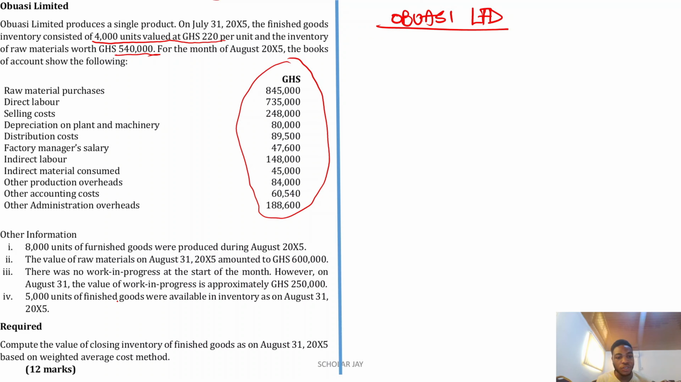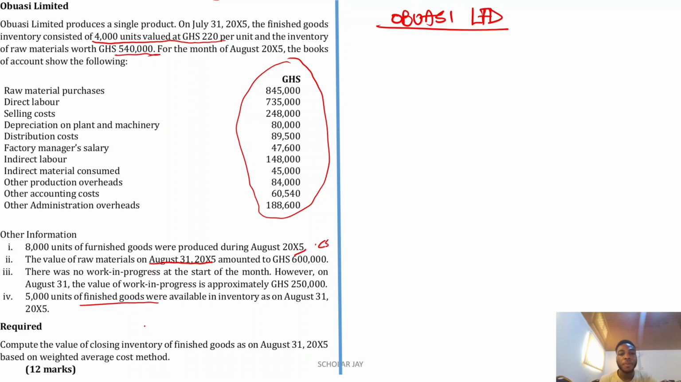The value of raw materials on August 31st, 20X5 amounted to 600,000. So this is the closing inventory for raw materials. There was no work in progress at the start of the month. However, on August 31st, the value of work in progress is approximately 250,000 Ghana cedis. 5,000 units of finished goods were available in inventory as on 31st August 20X5. Required: calculate the value of closing inventory of finished goods as on August 31st, 20X5 based on the weighted average cost method.